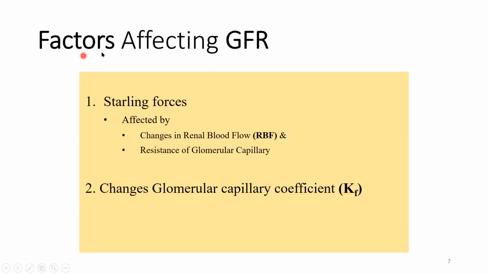So when you are asked about factors affecting GFR, you mention Starling forces. Maybe in brackets you want to say which in turn get affected by changes in renal blood flow and resistance of the glomerular afferent and efferent capillary network. And number two, this quotient, glomerular capillary quotient, or KF. We will talk about this as well. So this slide is the main slide when you're talking about factors affecting GFR.